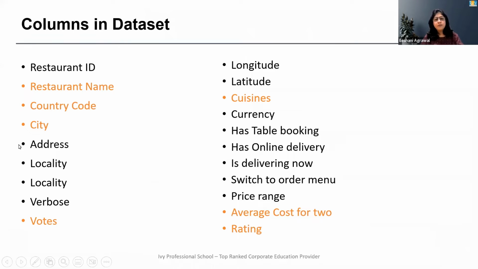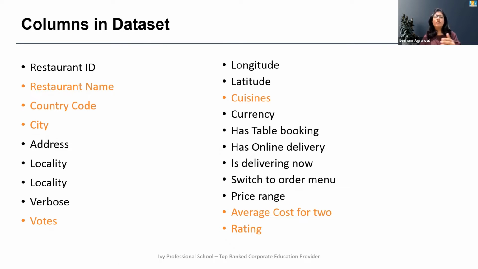So these are the columns that were given to us in the data set, like restaurant ID, the name of the restaurant, the code, how many votes, what kind of cuisines were there, what's the average cost for two, what's the rating, what's the price range. Few of the columns I used in my dashboard, not all of them. Few columns which I feel were very important for the case study, I have highlighted in orange color.